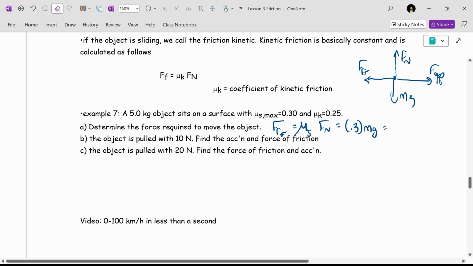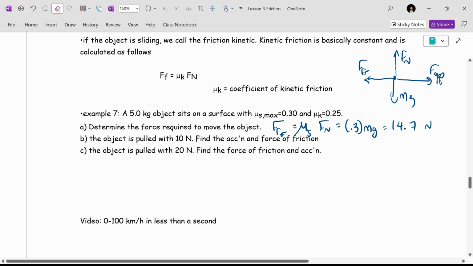What's the maximum friction can be? Can you crunch that? 0.3 times 5 times 9.8. Going to be 14 point something, I think. 14.7, even all the sig figs? Okay.